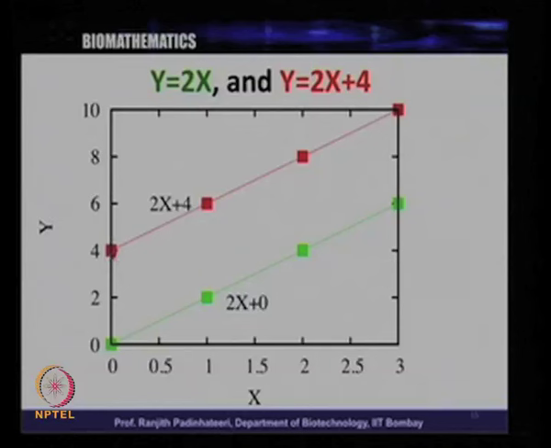So, what it means is that the curves y is equal to 2x and y equal to 2x plus 4 are shifted by a certain amount, the value 4 here. So, the difference between y equal to some constant times x and constant times x plus some other constant is that they are shifted by some value. The difference is only a shift, as you saw in the slide.